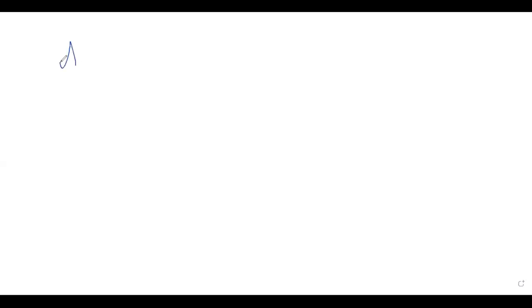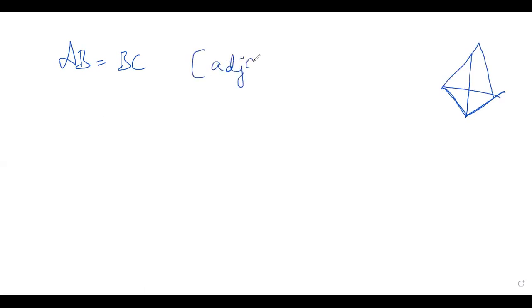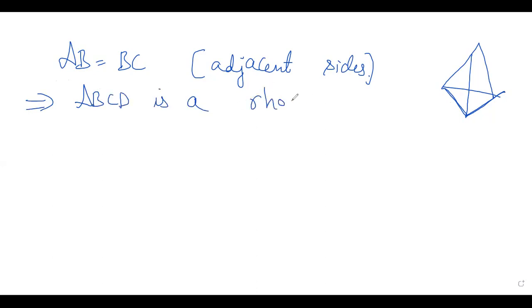See, just now we have proved AB is equal to BC. AB is equal to BC, where was it? One next to the other, right? That means adjacent sides. If adjacent sides of a parallelogram are equal, then we can say ABCD is a rhombus. Okay, children, we'll go for the next one.